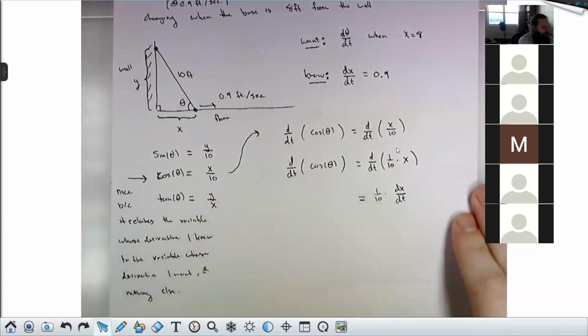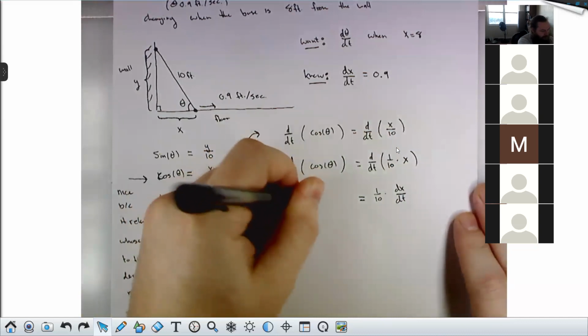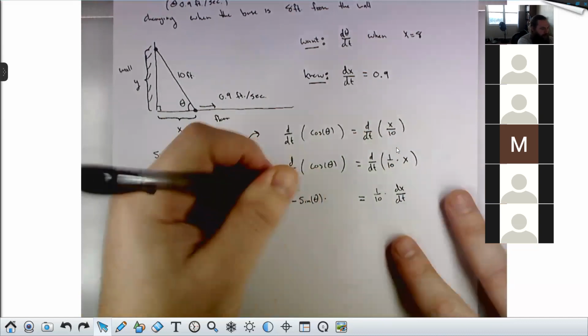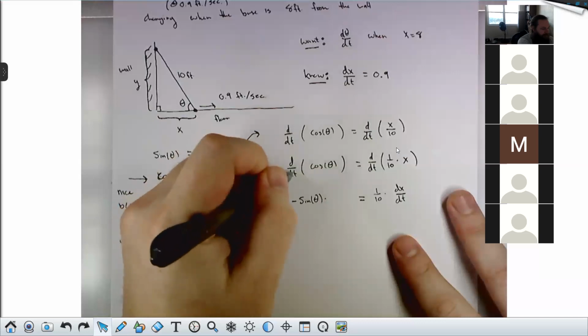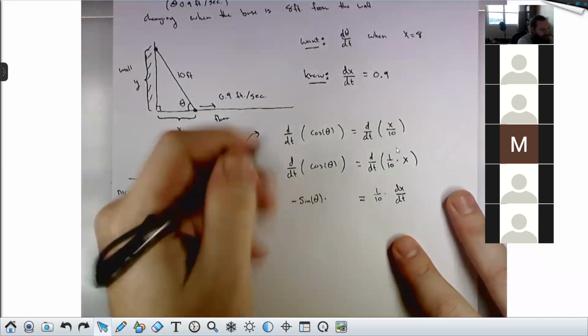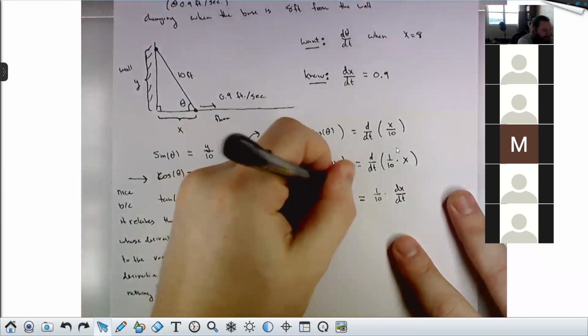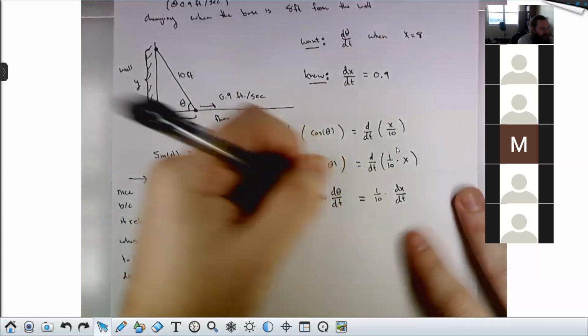On the left-hand side, I need to use some chain rule. The derivative of cosine theta is negative sine theta. And then because I'm taking the derivative with respect to t, not with respect to theta, I need to multiply by the derivative of the inside. And that's good because that's what I want. That's d theta dt.